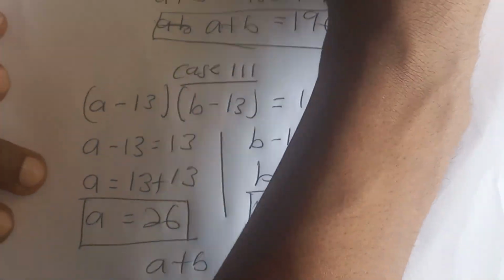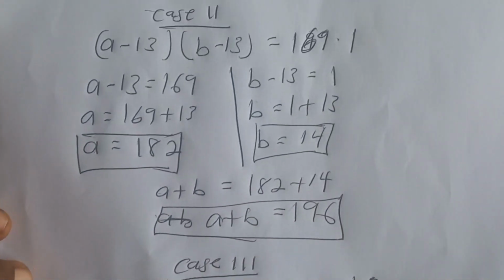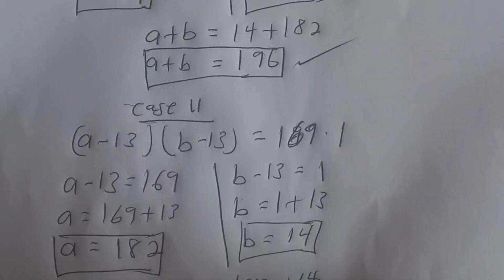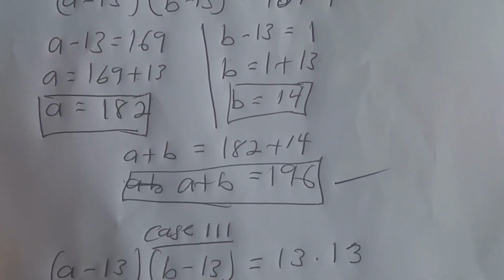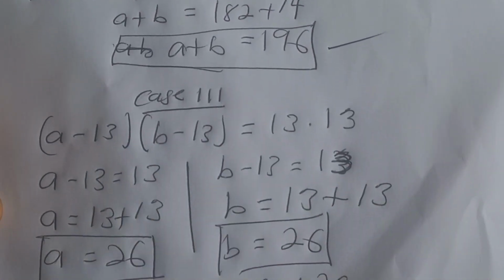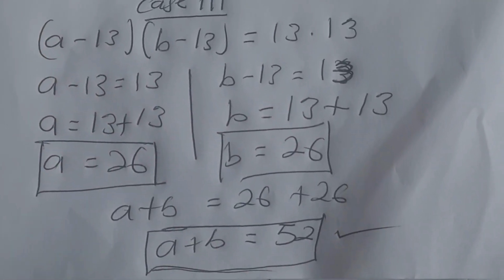So it means that our A plus B is equal to 196 is correct. Then A plus B is equal to 196, and A plus B is also equal to 52.